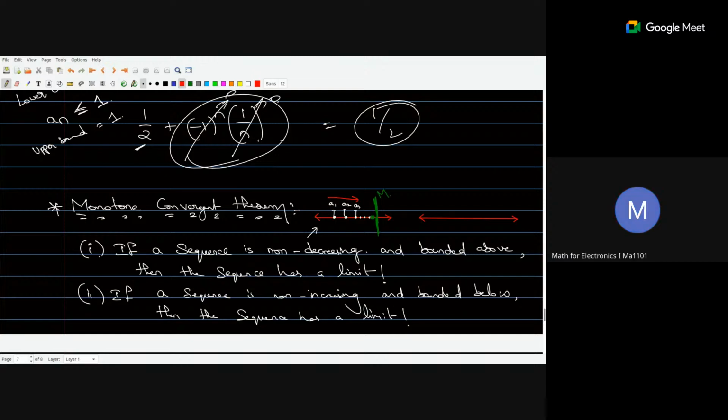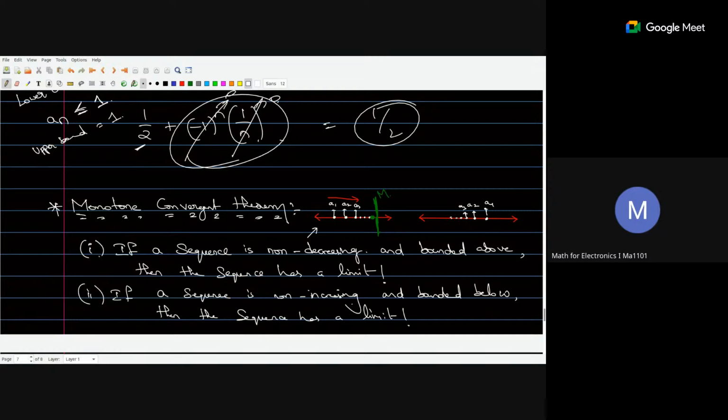So like that. The second statement is about a non-increasing sequence. Non-increasing means the first term will be this A1, and the next term should be either equal to the same term, or it should be to the left side on the number line, less than the first term. So it will be somewhere like this. This is A2, and the next term should be either less than A2 or equal to A2. So this will be A3, and slowly. This is what the non-increasing sequence looks like.